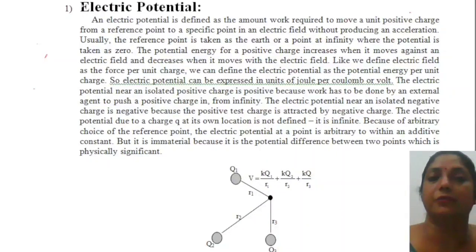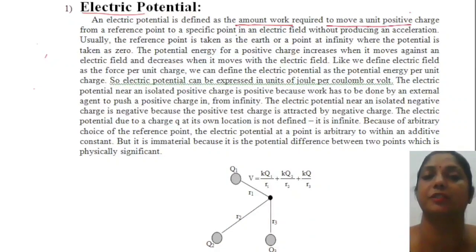So the first case study is based on electric potential. You know what is electric potential? Electric potential is defined as the amount of work required to move a unit positive charge from a reference point to a specific point in an electric field without producing an acceleration, right?